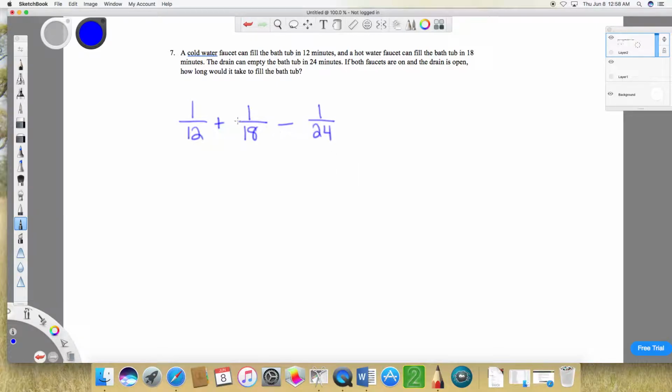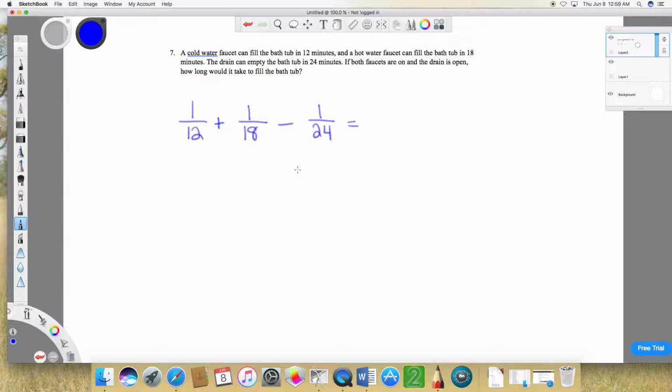24 minutes, so on a per minute basis it's emptying 1/24 of the tub. So the first two terms are representing water going into the tub. That's why I've let those be positive. And the drain is water that's leaving the tub. Now, if all three of these are working simultaneously, we say that they're working together, but remember the drain is kind of going against the grain.